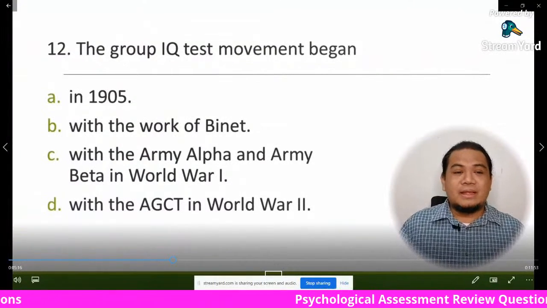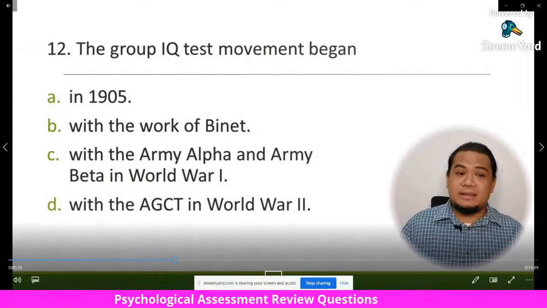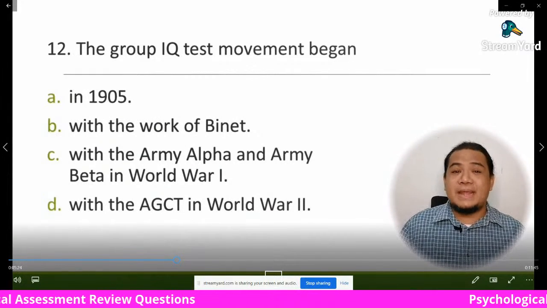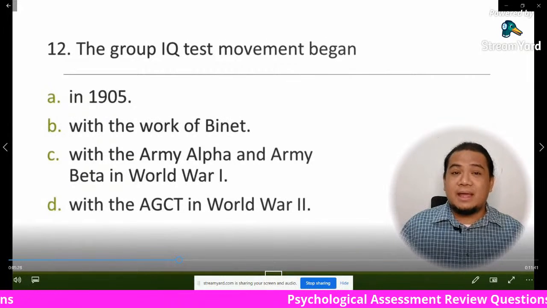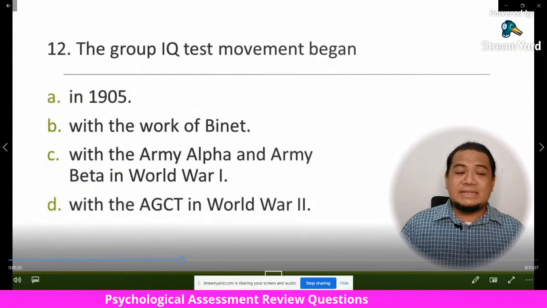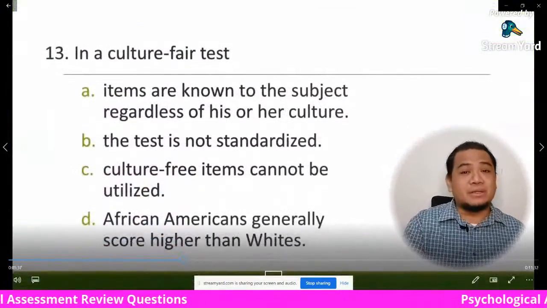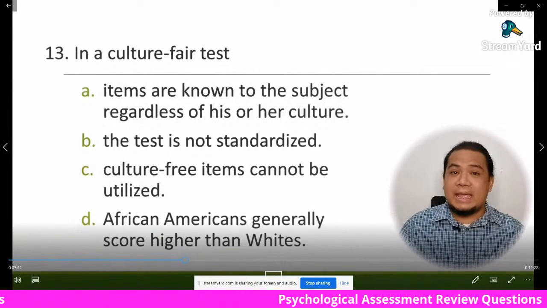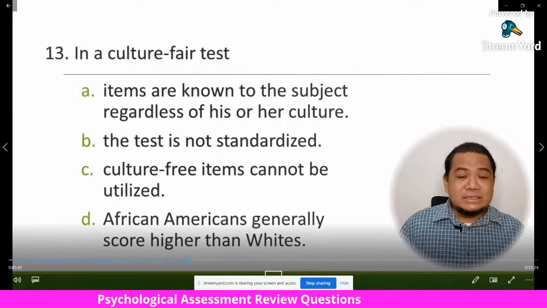Number 12, the group IQ test movement began: A. in 1905, B. with the work of Binet, C. with the Army Alpha and Army Beta in the First World War, or D. with the AGCT in the Second World War.